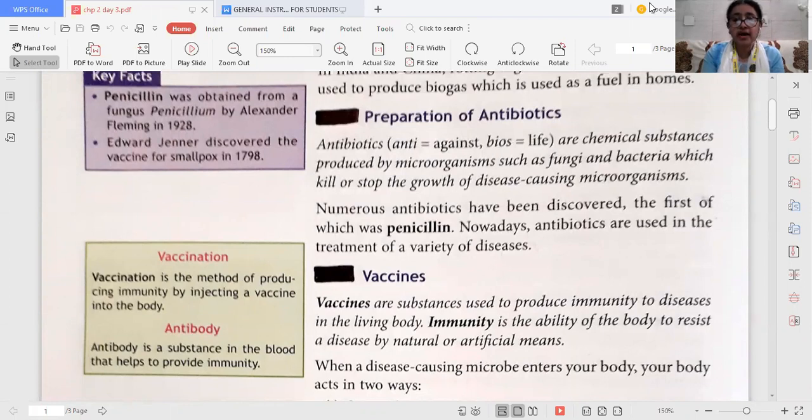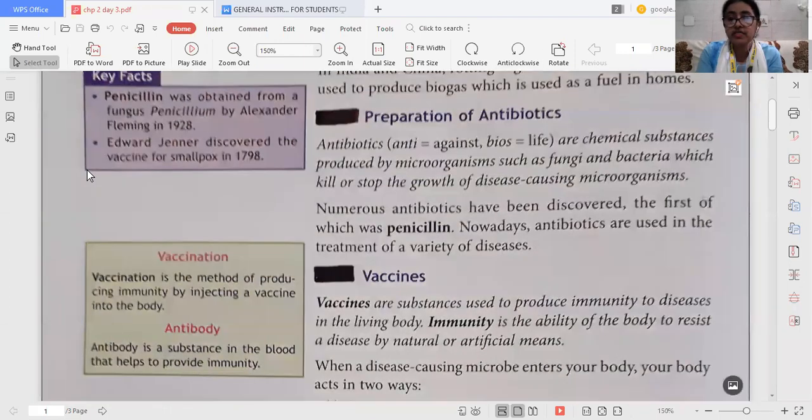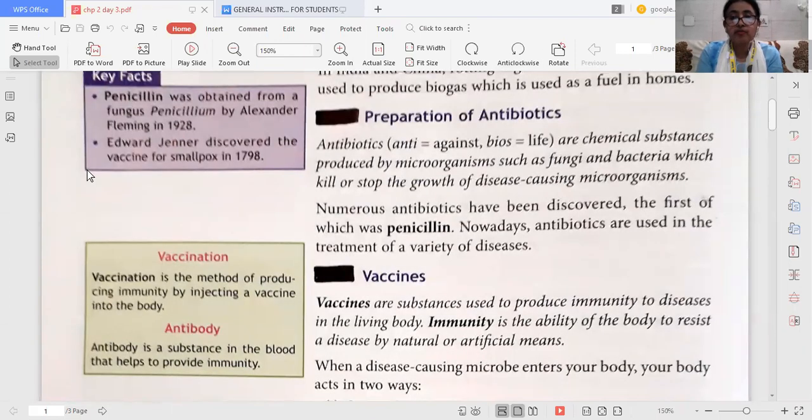What are antibiotics? Antibiotics are chemical substances which are produced by microorganisms such as fungi and bacteria, which kill or stop the growth of disease causing microorganisms. So simply we can say, antibiotics are chemical substances which kill or stop the growth of disease causing microorganisms. Do you remember what these disease causing microorganisms are known as? They are known as pathogens.